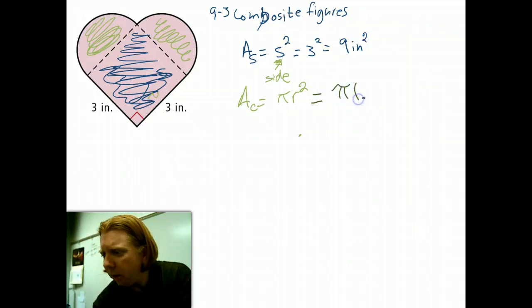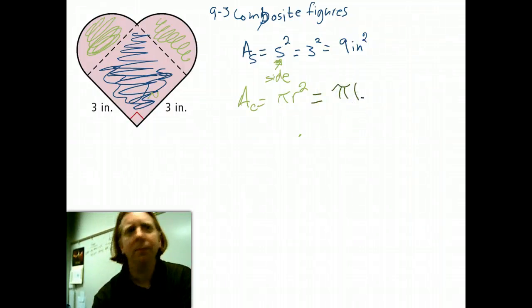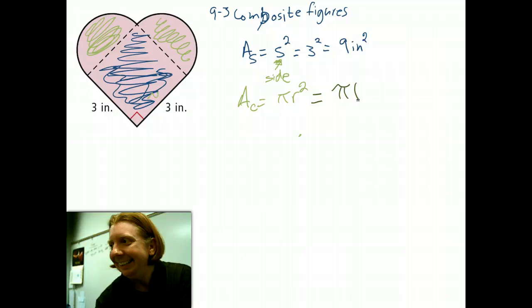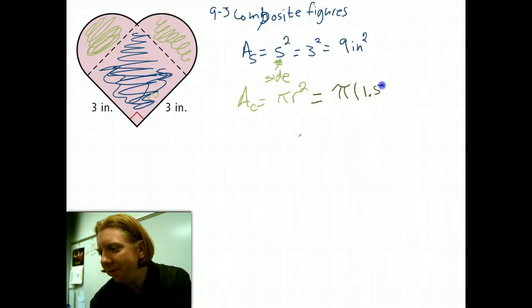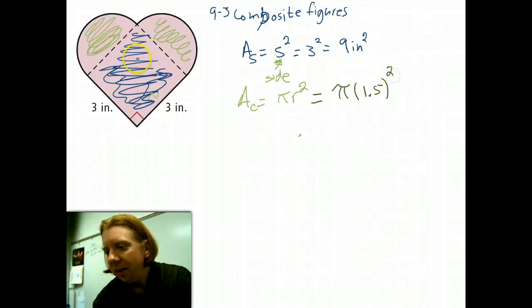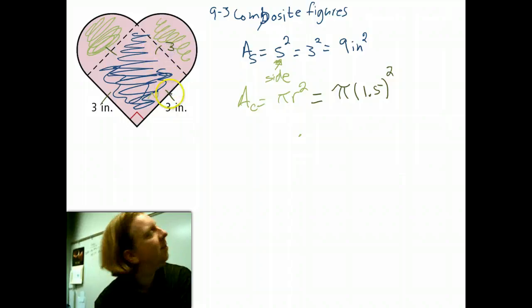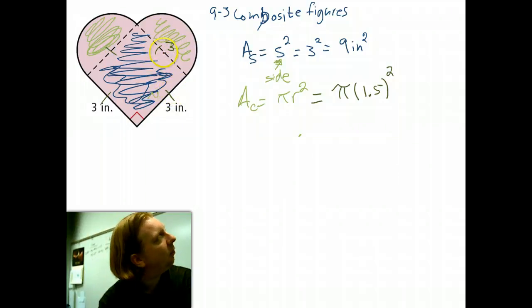Now, what's the radius, though? It doesn't give it to you. It's 1.5. The diameter is 3, so the radius is 1.5. Wait, where is it? Because half of 3 is 1.5. This is the square. No, no, so this is 3 right here. And if that whole thing is 3, the radius is 1.5.